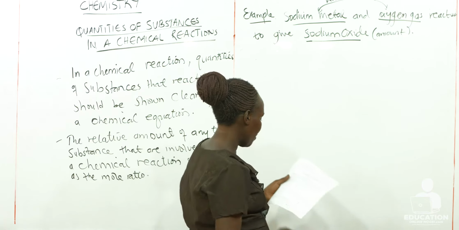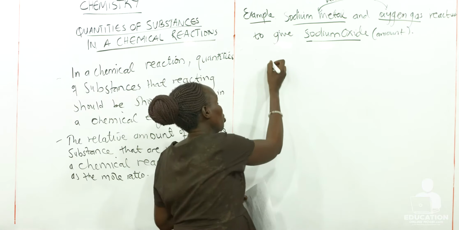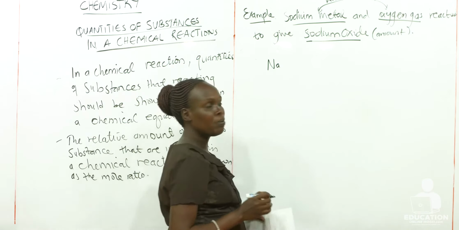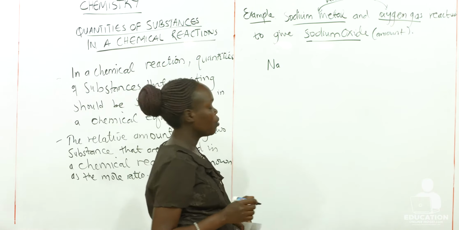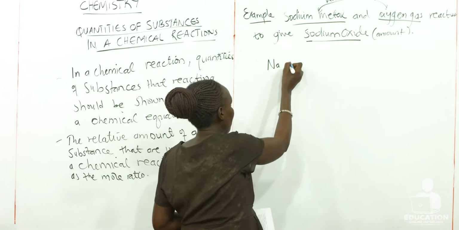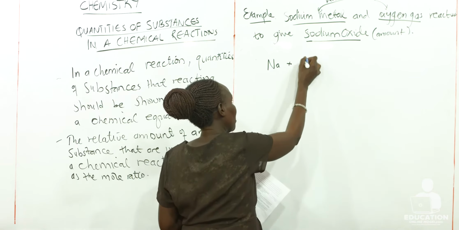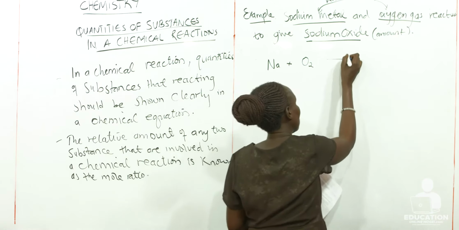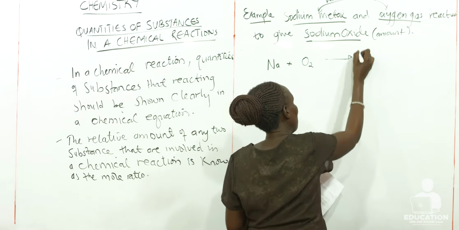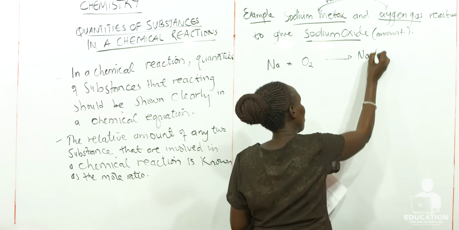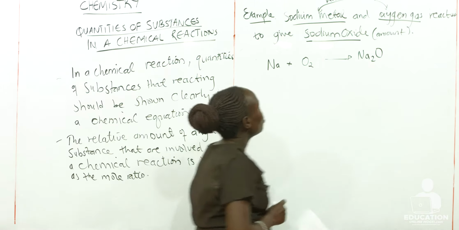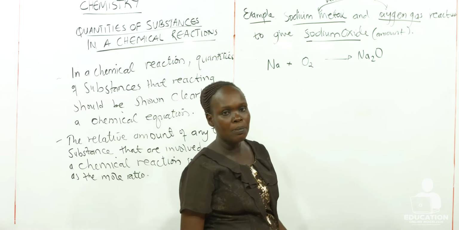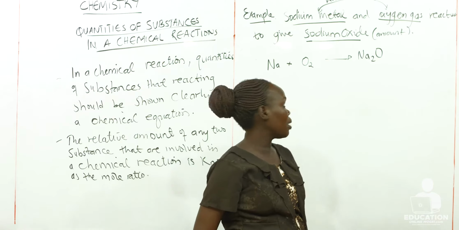So we shall have this represented as sodium. First of all, we need to balance this equation. We have sodium plus oxygen, and it will give us sodium oxide. So learners, is this chemical equation balanced? We say no, it's not balanced.